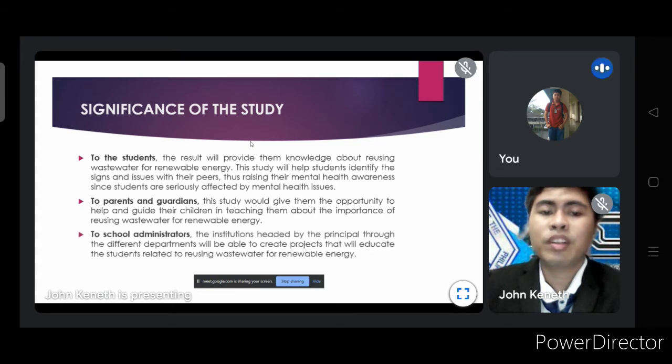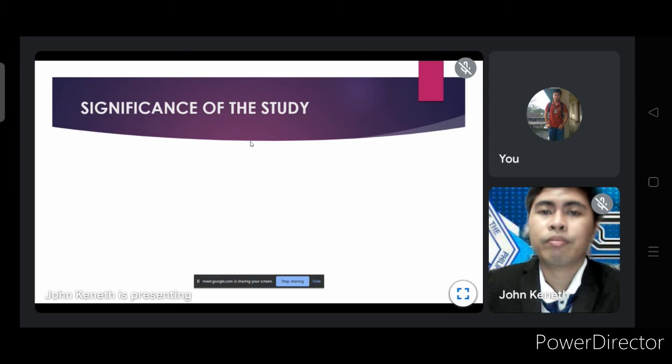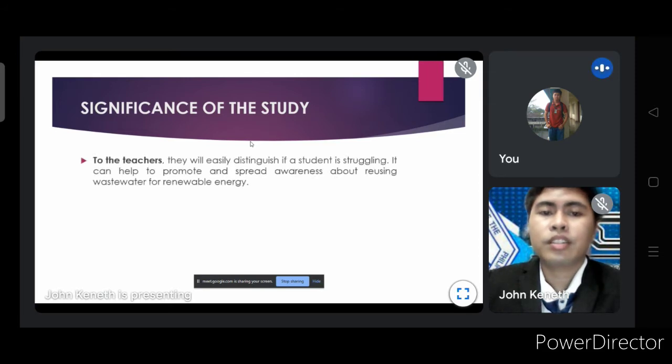To school administrators, the institutions headed by the principal through the different departments will be able to create projects that will educate the students related to reusing wastewater for renewable energy. To the teachers, they will easily distinguish if a student is struggling. It can help to promote and spread awareness about reusing wastewater for renewable energy.